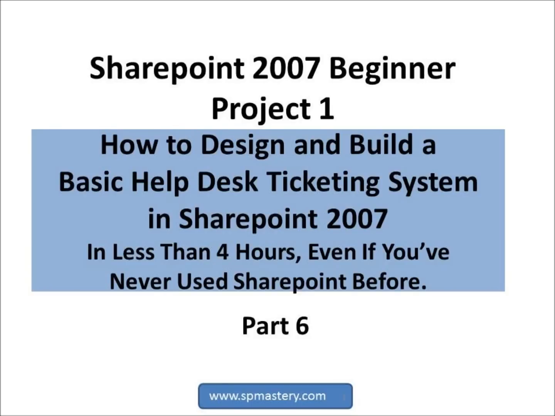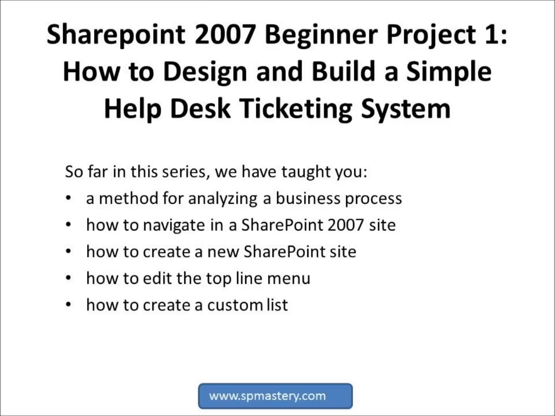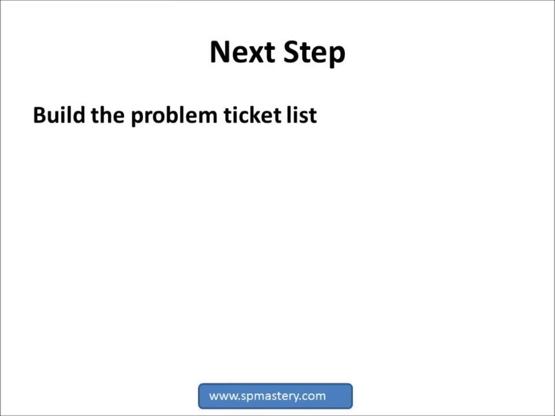This is Part 6 of SharePoint 2007 Beginner Project 1, how to design and build a simple help desk ticketing system in under 4 hours, even if you've never used SharePoint before. So far in this series, we have taught you a method for analyzing a business process, how to navigate in a SharePoint 2007 site, how to create a new SharePoint site, how to edit the top-line menu, and how to create a custom list. We are now ready to start building the problem ticket list.